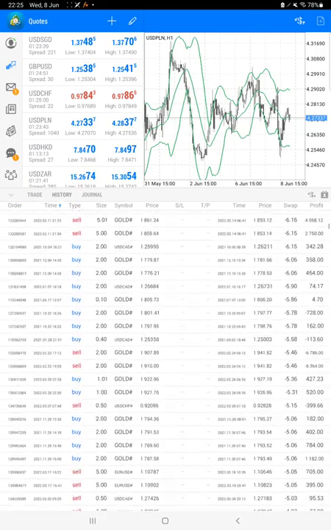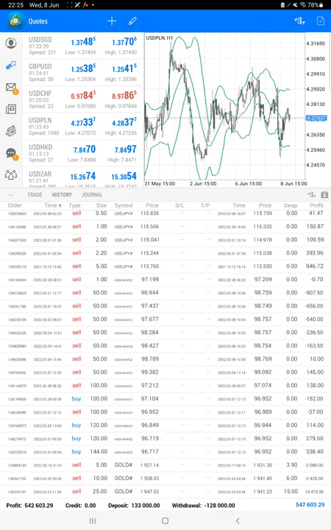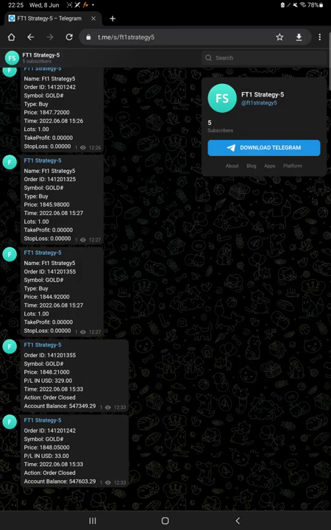Consistently we are updating, and at the bottom we can see the total profit as well, which is $542,000. Here is the current balance, which is $547,000. All these updates we can check on Telegram with the FT1 strategy 5 channel. All the trades with their order ID and how much profit and loss we have booked, that you can verify on this Telegram channel. So make sure you join the channel.